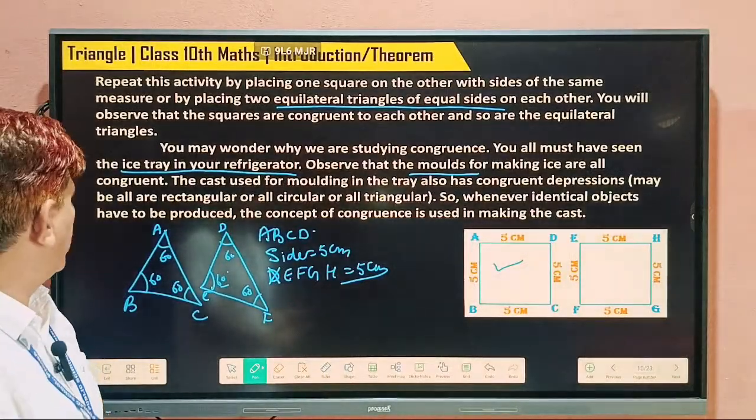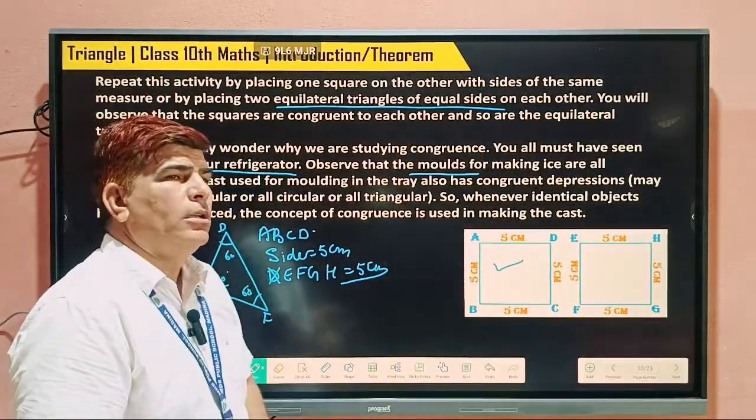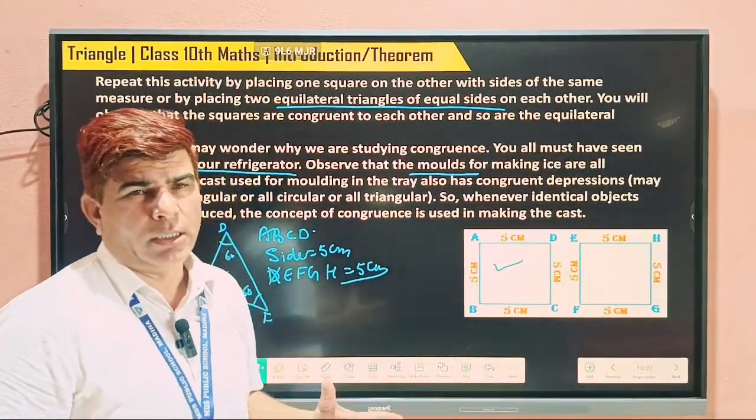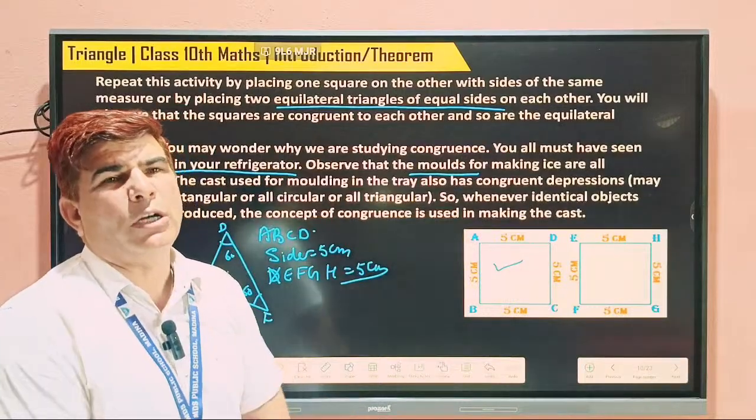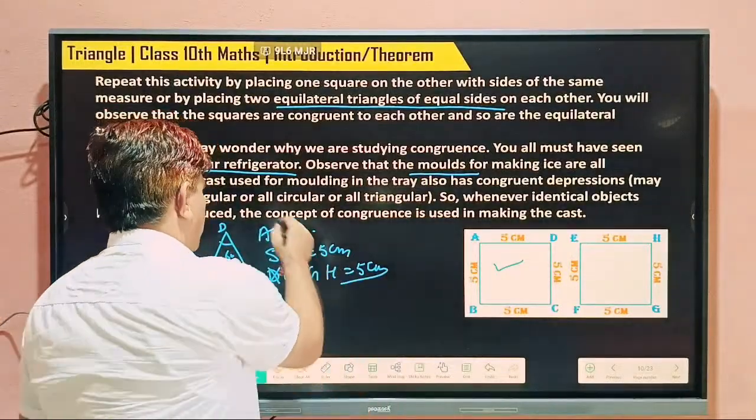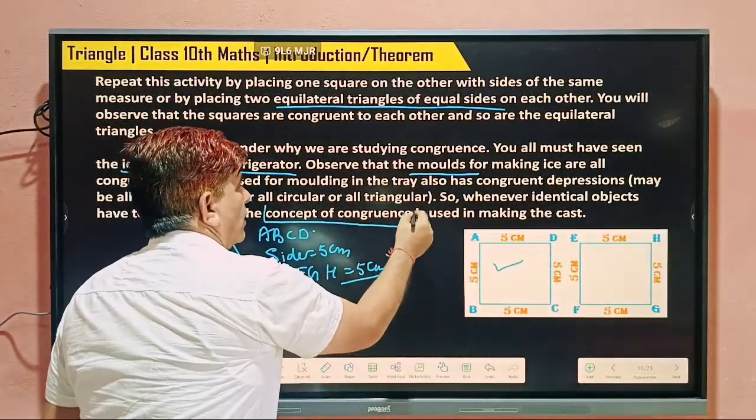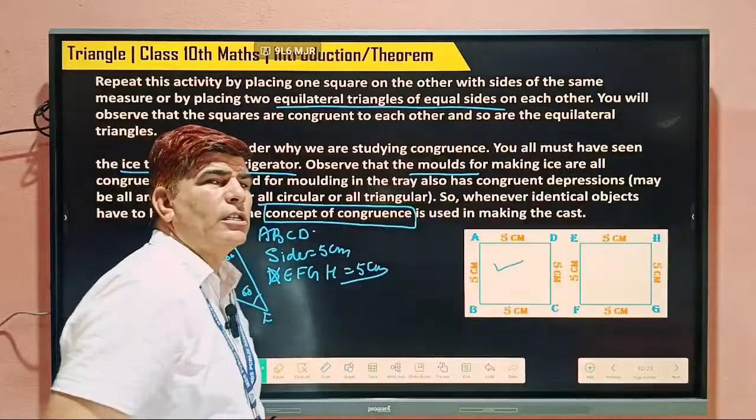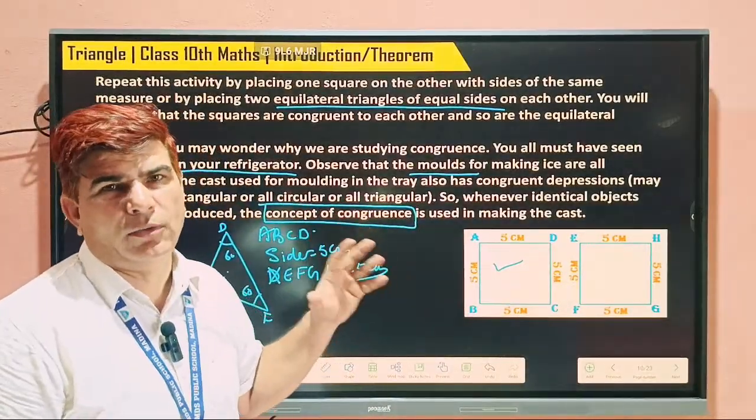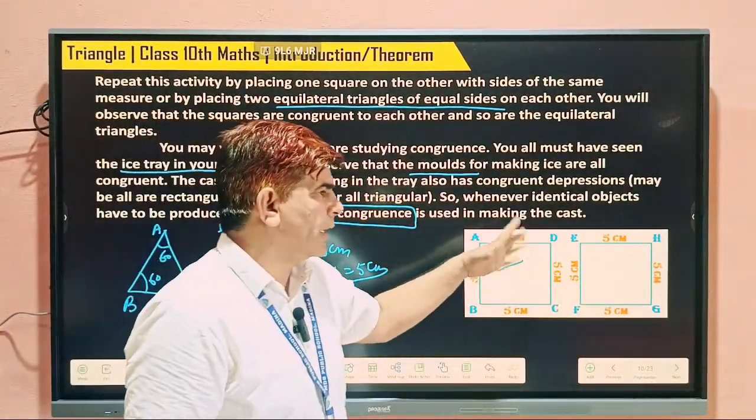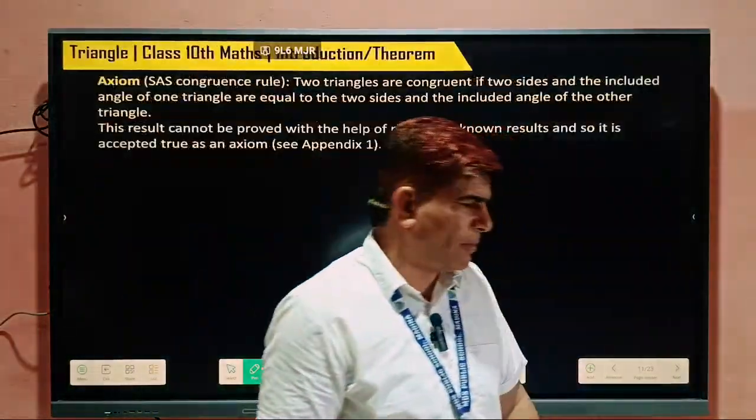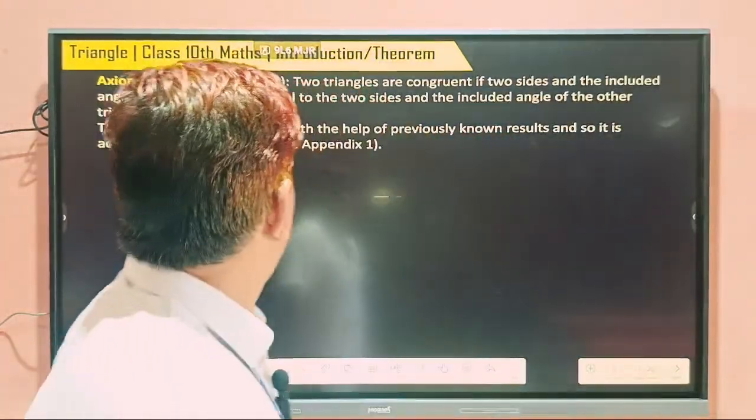So whenever identical objects have to be produced, we have to use the congruency rule, the concept of congruency. If anybody asks what the benefit of it is, you can easily say this is the use in our daily life: it is used for making the cast. So I told you, understood. Now the next page comes.